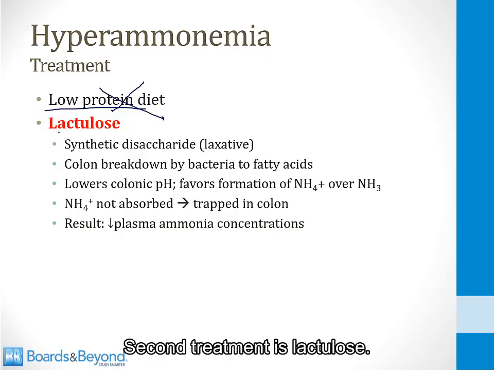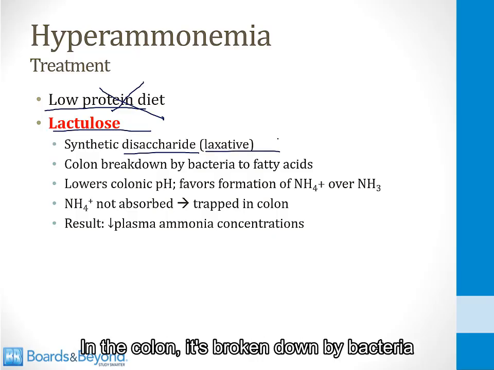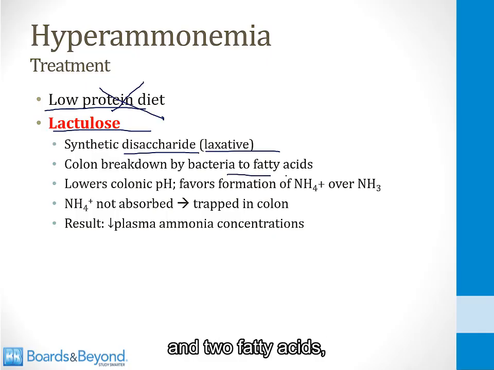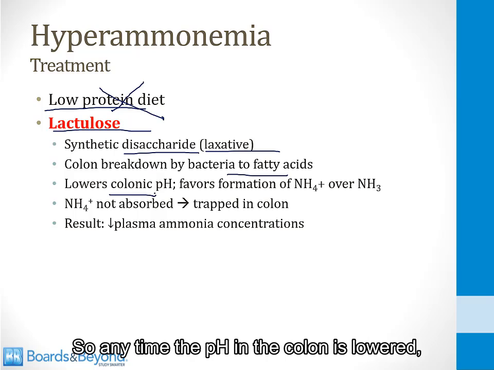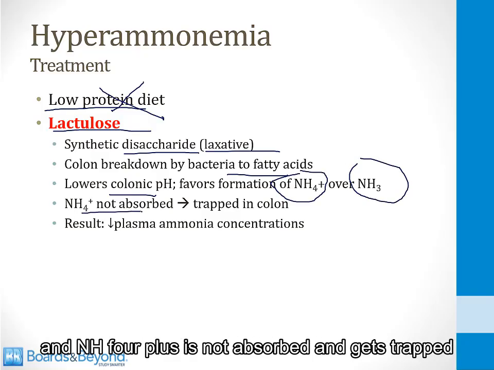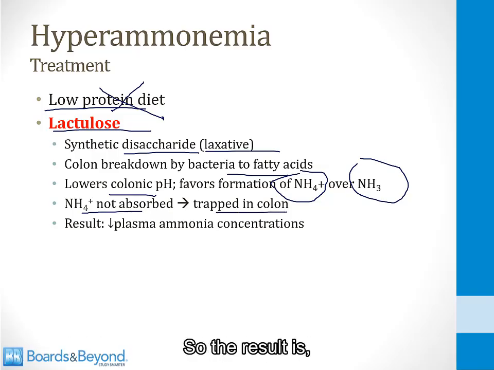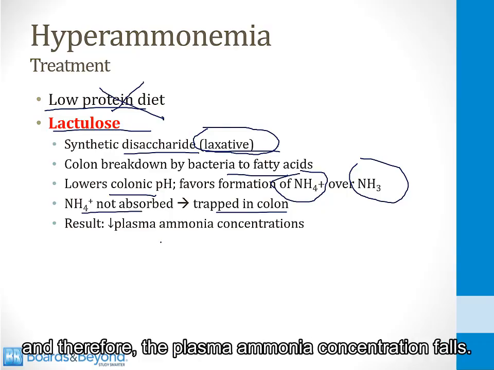The second treatment is lactulose. Lactulose is a synthetic disaccharide. It's a sugar molecule that functions as a laxative. In the colon, it's broken down by bacteria into fatty acids, and this lowers the colonic pH. So anytime the pH in the colon is lowered, it favors the formation of NH4+ over NH3, and NH4+ is not absorbed and gets trapped in the colon. So the result is that the patient has more bowel movements because lactulose is a laxative, and those bowel movements contain lots of ammonia, and therefore the plasma ammonia concentration falls.